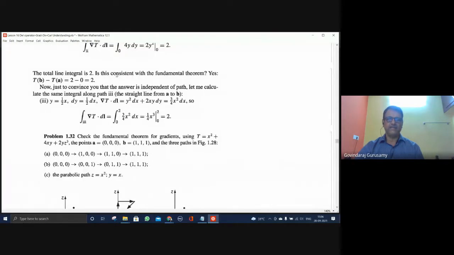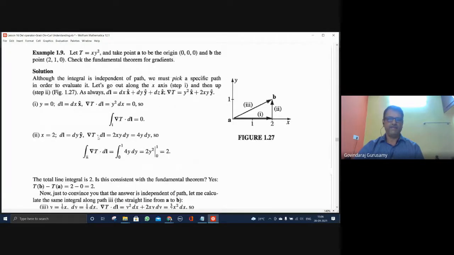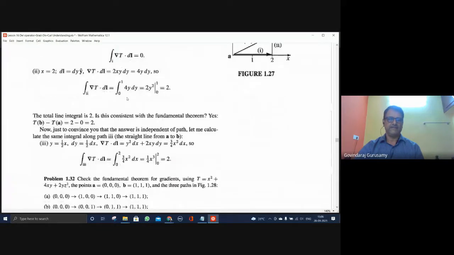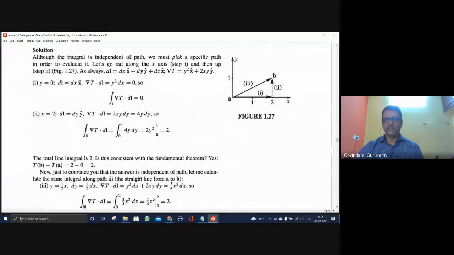Now, is this consistent with the fundamental theorem? Yes, you can check. T of B minus T of A. What is T? It's given already: x y squared. You know the x and y values at B and A, so you substitute that and get 2 minus 0, which is equal to 2. That has been found by using this.